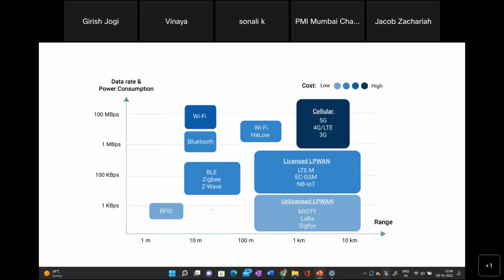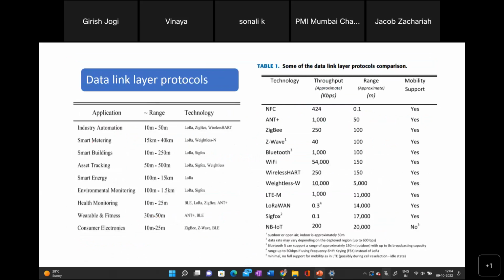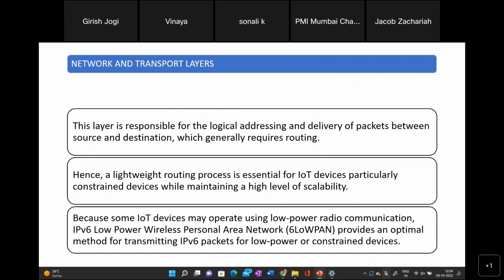In this way, you can compare the protocols depending on the data rate and the layer at which they operate. Z-Wave or Weightless will become important protocols at the physical or data link layer. Depending on the application, I can decide my protocol: industry automation, smart metering, smart building. Depending on my application, I have a range to be addressed, and for that particular range I have a technology to support me. Depending on my throughput or data rate requirement and range requirement, I can compare all these technologies available at hand.